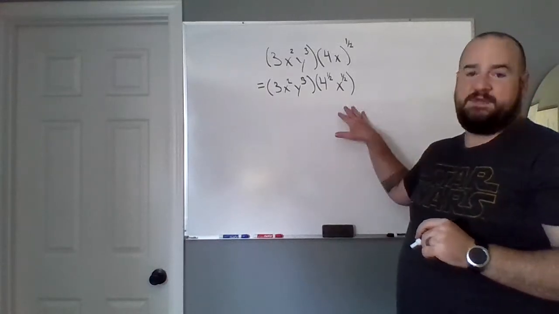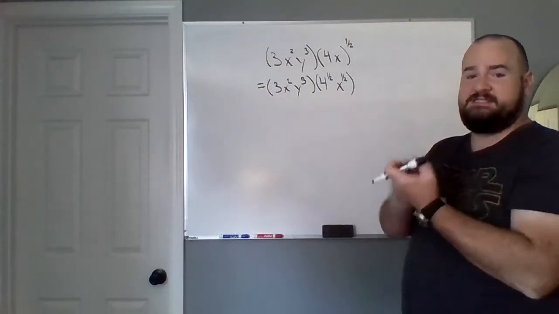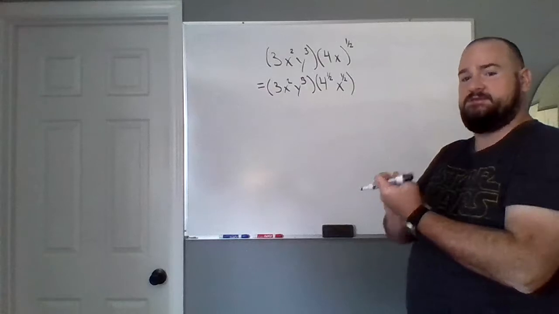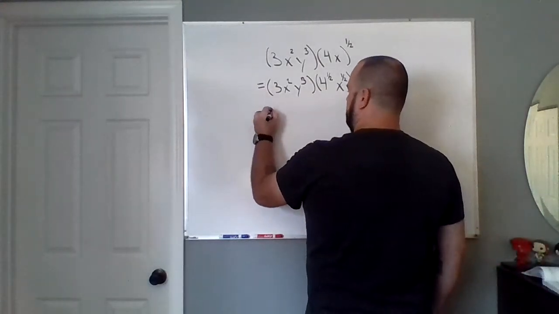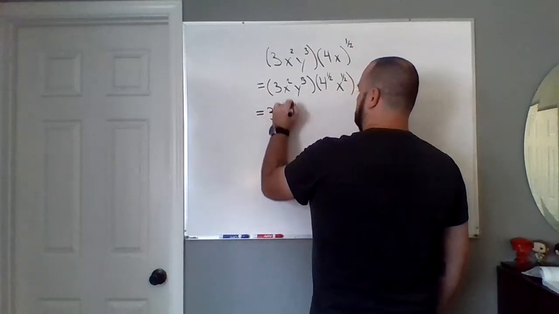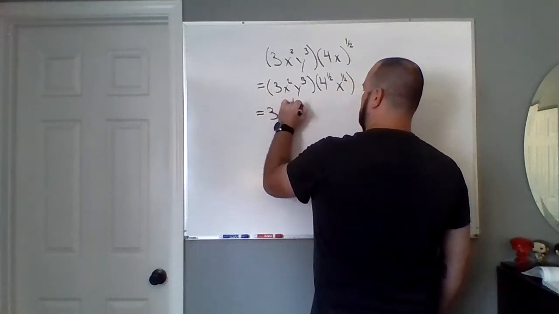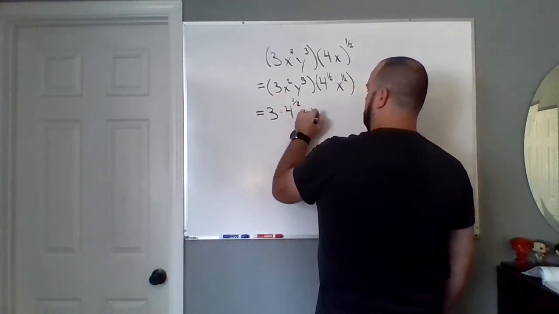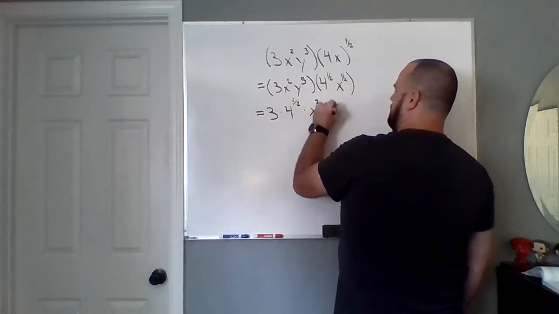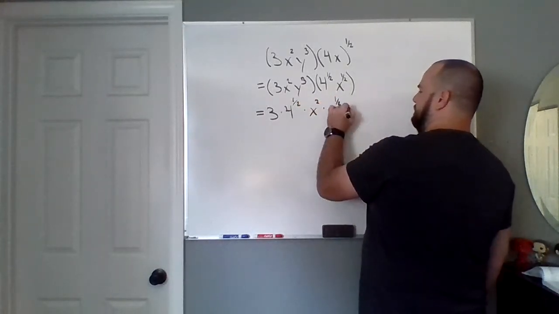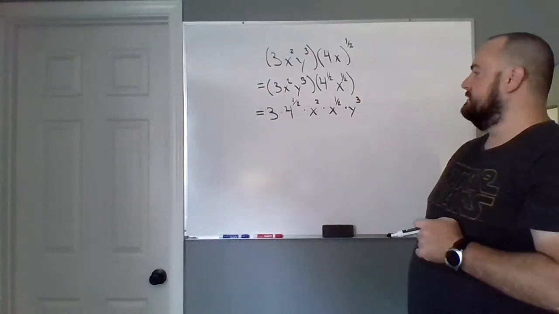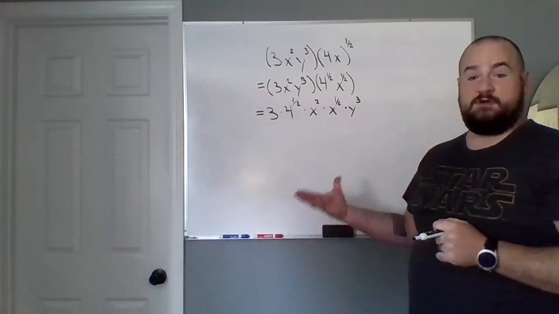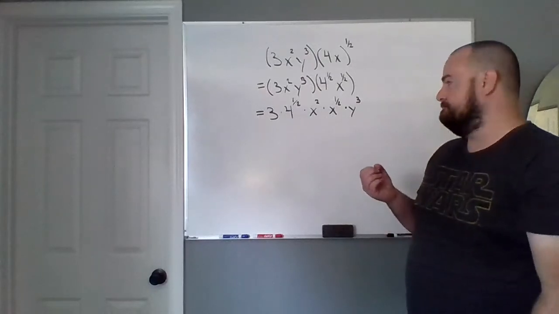Now I just have a string of multiplication, which means I can now just rearrange these into whatever order I want, and I'm going to rearrange them so I have similar terms next to each other. So I get 3 times 4 to the 1/2 times x squared times x to the 1/2 times y cubed.